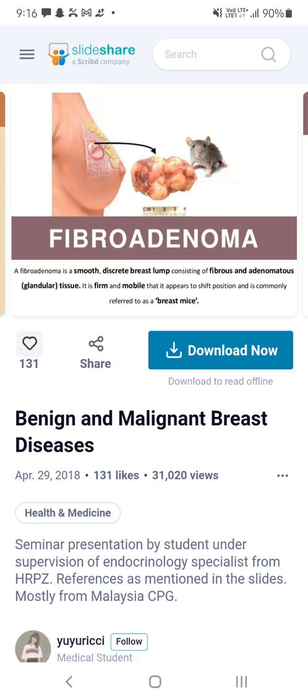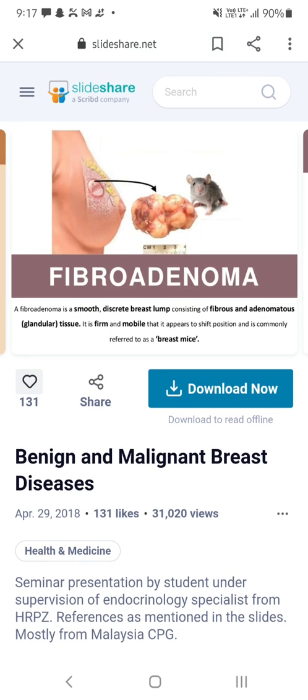It is firm and mobile. It can move, and it can shift position. So commonly it is known as breast mice. See, mice will change their living from one place to another frequently. Today they will live at one place, and in 1 hour they will change their place. Same like that, this lump can also shift from one place to another place. So that is known as breast mice.